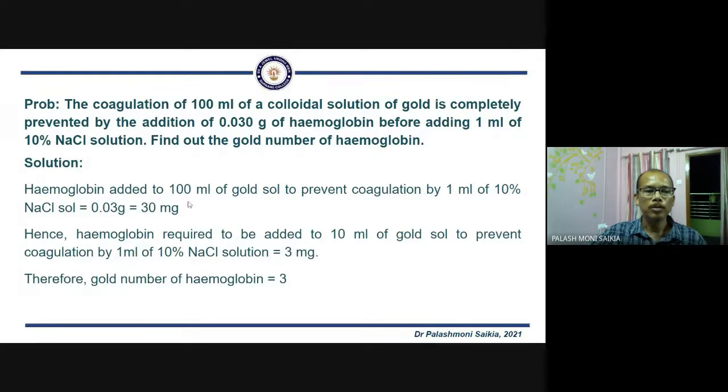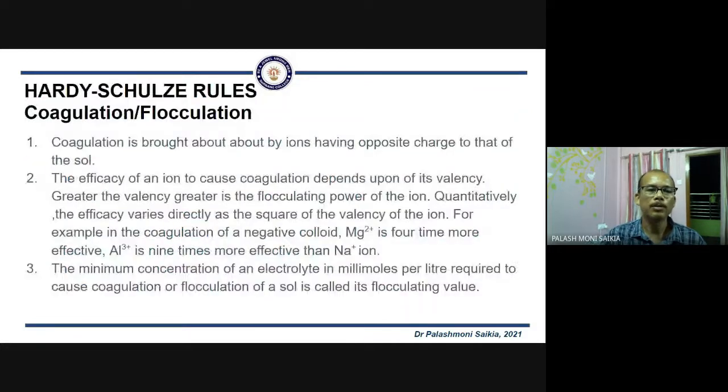So the amount of hemoglobin needed to prevent coagulation of 10 ml is 3 mg. So the gold number is 3 mg. Quite simple. So for 100 ml it is given, we need 0.03 gram. So for 10 ml, we need 3 milligram, and definitely the gold number will be 3 milligram. For 100 ml, we need 30 milligram, that is 0.03 gram. So for 10 ml, we need 3 milligram, and that is the gold number.